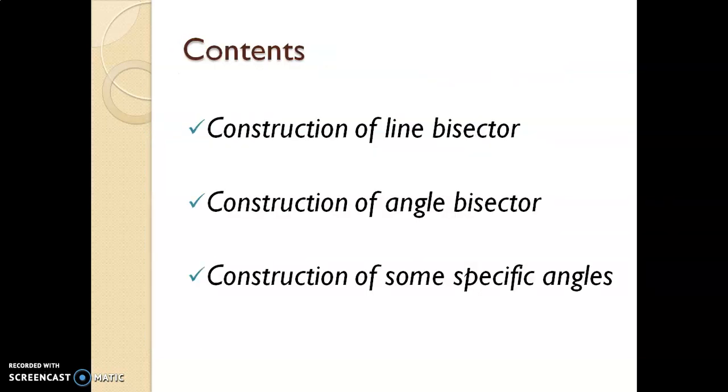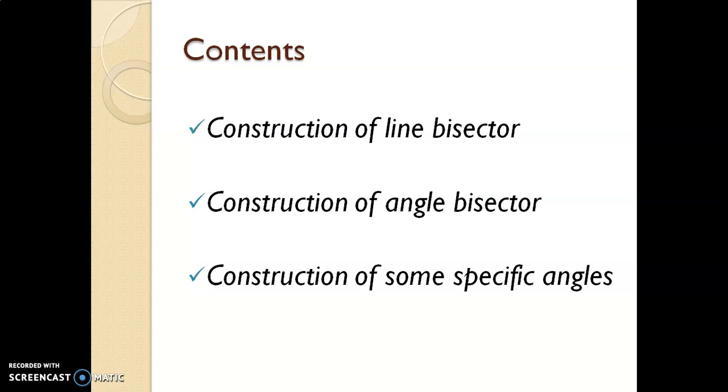That is, one is construction of a line bisector, another one is construction of an angle bisector, and construction of some specific angles. Line bisector you already know: the application of a line bisector is nothing but that it divides the given line segment into two equal portions. For that only we are using the line bisector, and how to construct it, that is the first one.